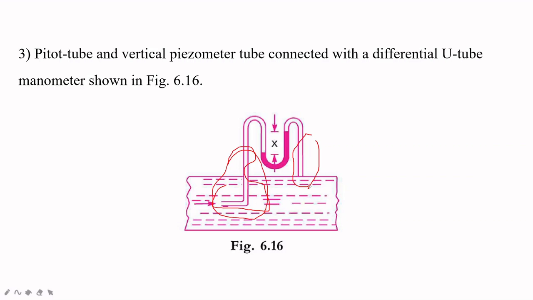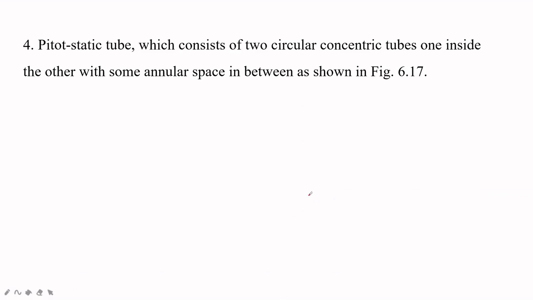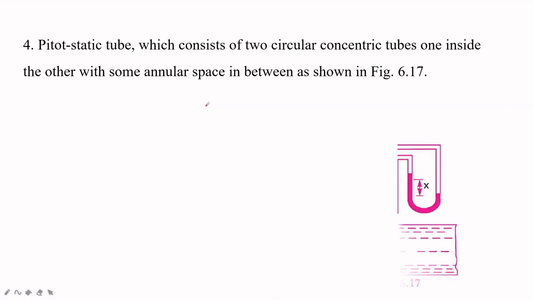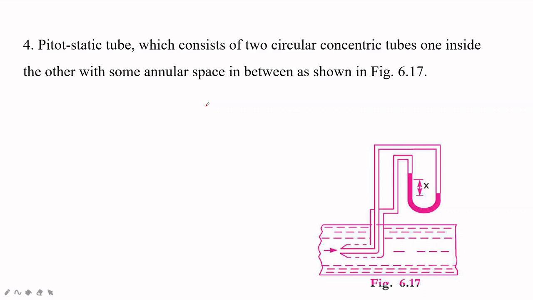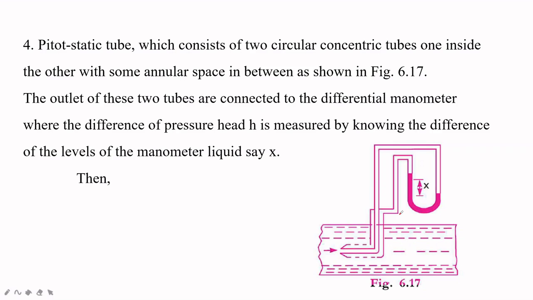The last case is the pitot static tube, which consists of two circular concentric tubes, one inside the other, with some annular space in between, as shown in the figure. If you want to place the pitot static tube, this is the arrangement. The outlets of these two tubes are connected to a differential manometer, where the difference of pressure head h is measured by knowing the difference of the levels of the manometer liquid, say x.